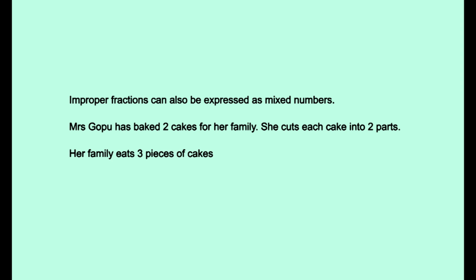Improper fractions can also be expressed as mixed numbers. Mrs. Gopu has baked 2 cakes for her family. She cuts each cake into 2 parts. Her family eats 3 pieces of cakes or 3 halves. We can say that the family has eaten 3 by 2 or 1 and 1 by 2 cakes.